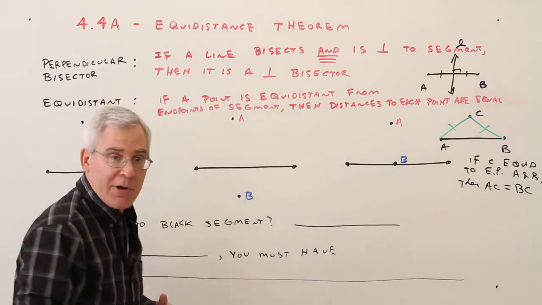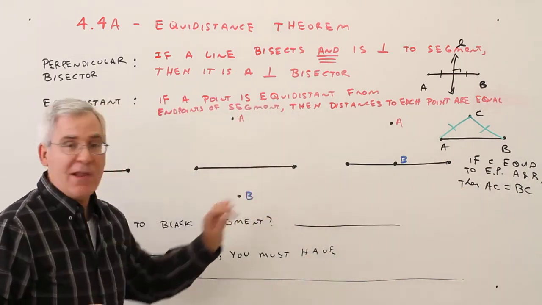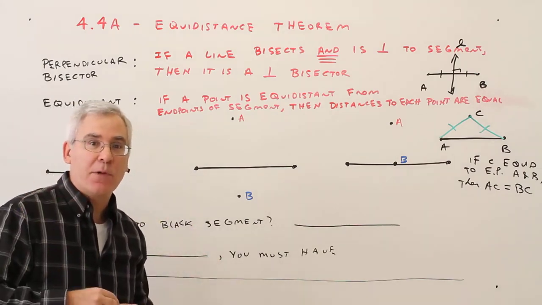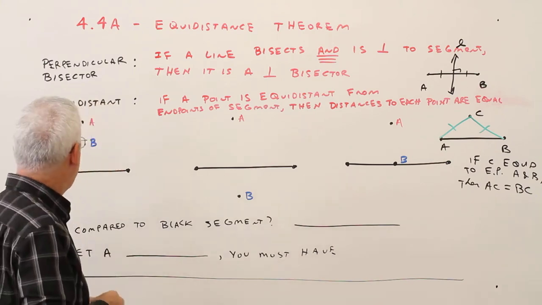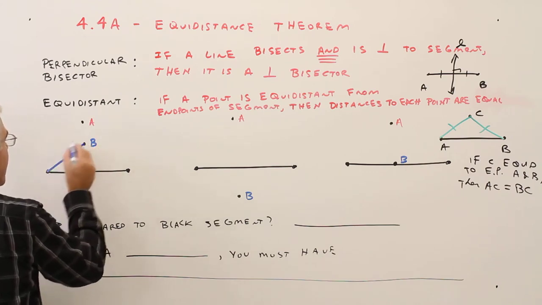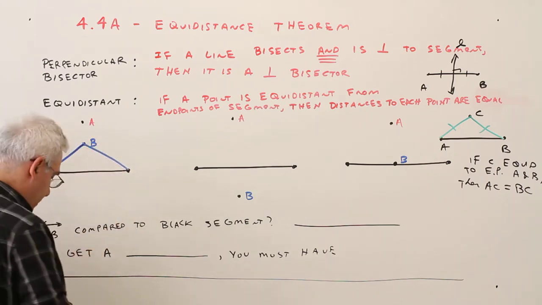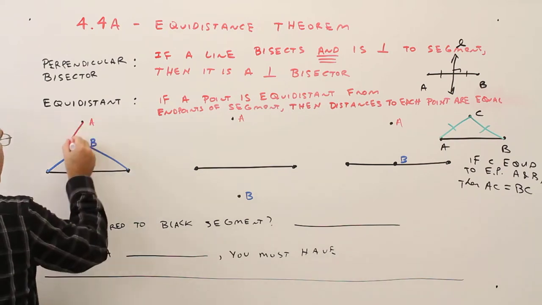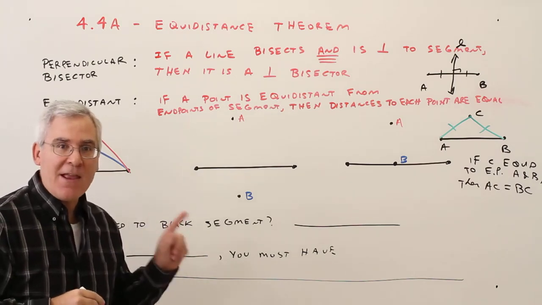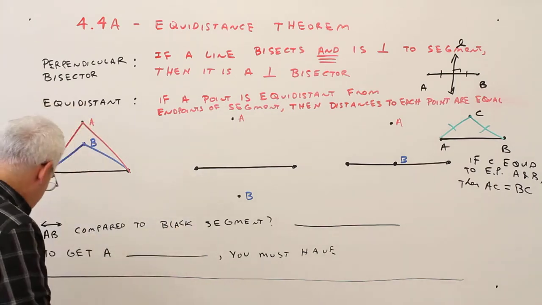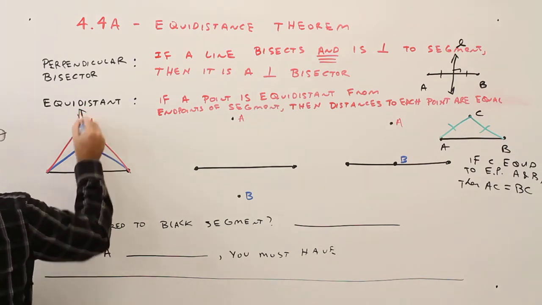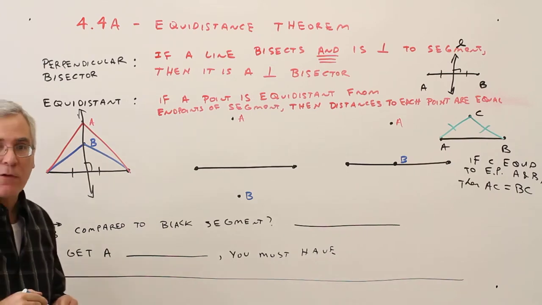Now we're going to go over a little activity. We've got these three black segments with points A and B, and we're going to try to discover a relationship between a segment and a perpendicular bisector. In blue, from point B, we go to the endpoints of the black segment, and in red, we go to the endpoints of that segment. If A and B are equidistant to those endpoints, we get a perpendicular bisector.